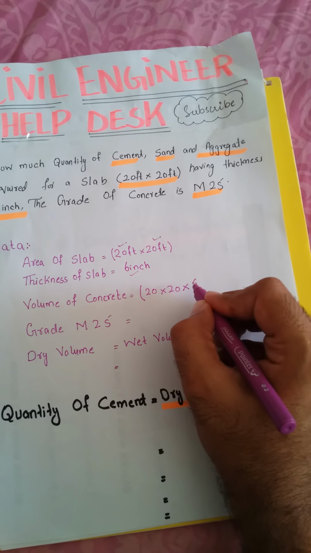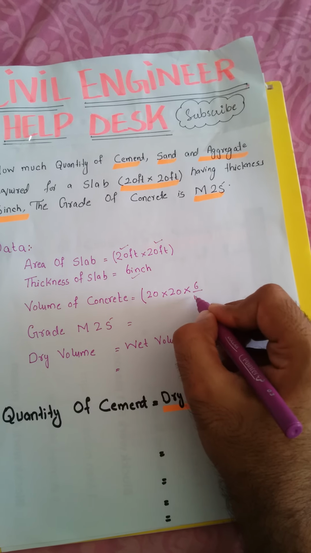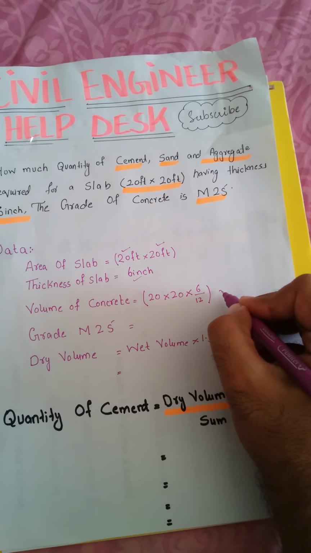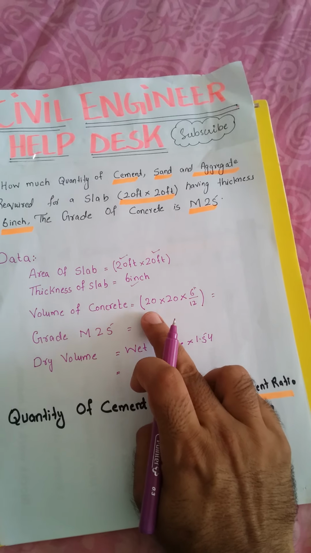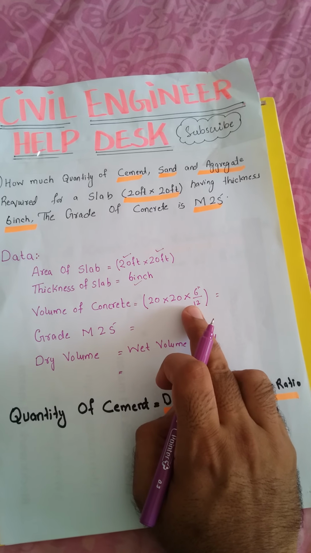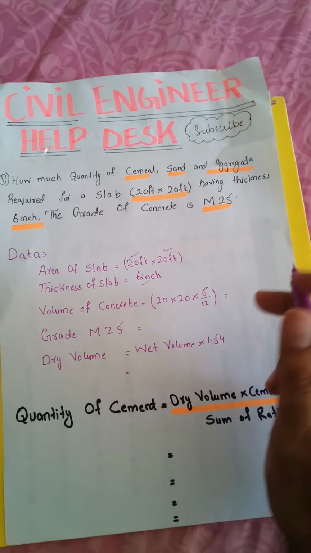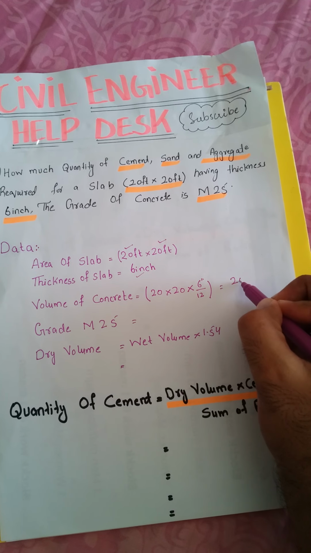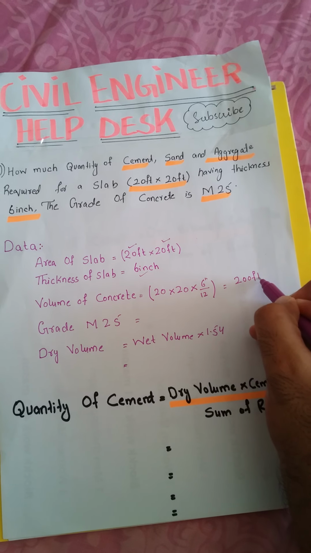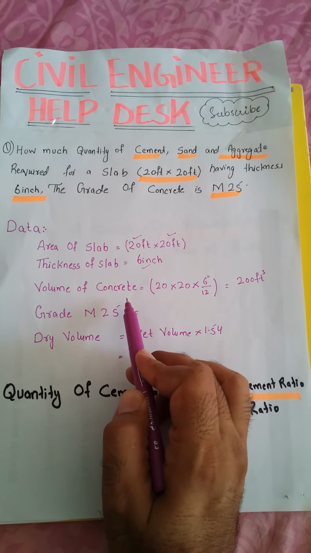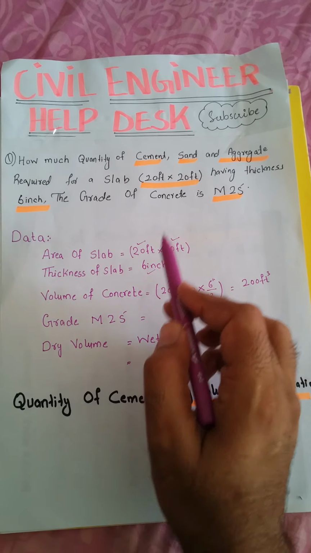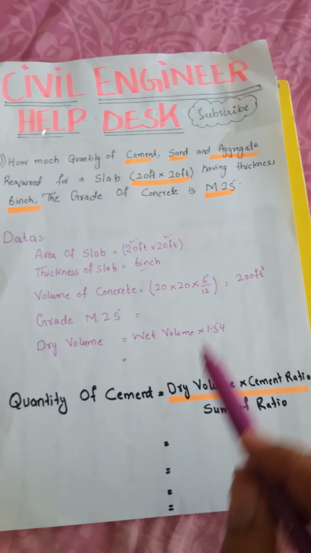These two are in feet and this is in inch, so we divide by 12 to convert this 6 inch into feet. So we multiply these three factors and we get 200 cubic feet. This is the volume of concrete which will be poured in the 20 feet by 20 feet slab.